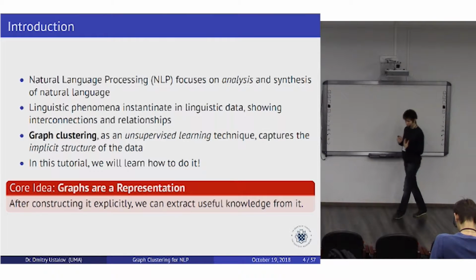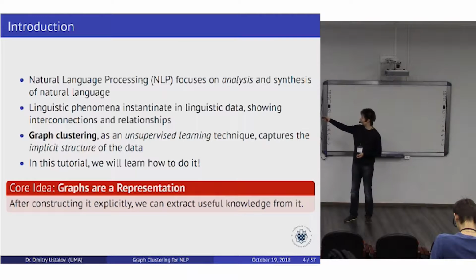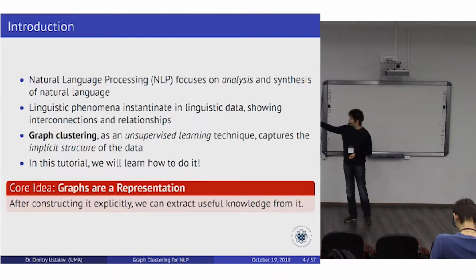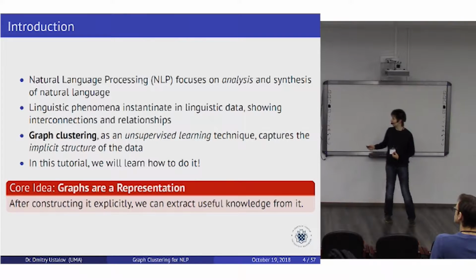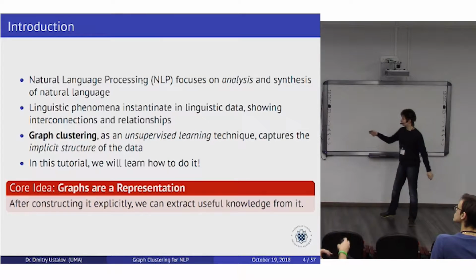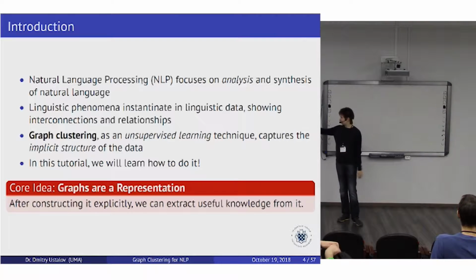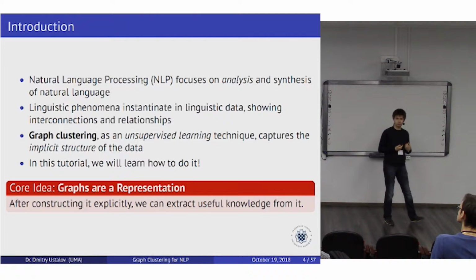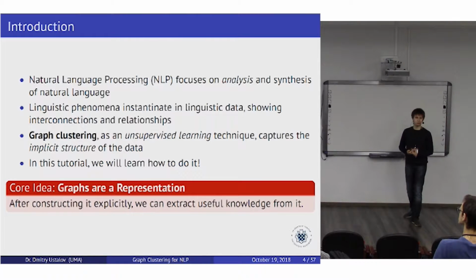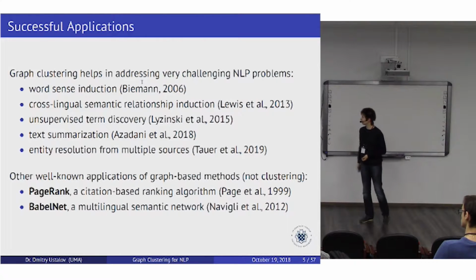And the general goal of graph clustering is how to capture the knowledge hidden in the data implicitly, using only the structure of this data. And the key point of my tutorial is that graphs are a meaningful representation, and in this tutorial you'll learn how to extract this useful knowledge from natural language data.